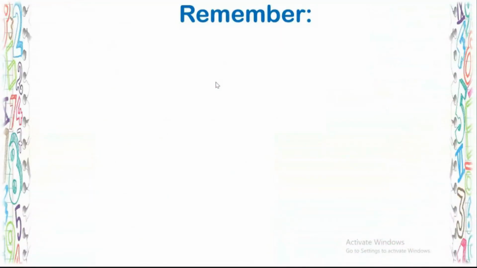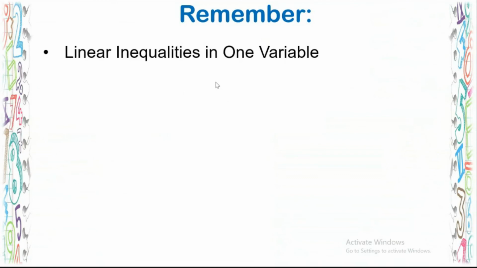But before we end this video, always remember that when we say linear inequalities in one variable, it's a 1 degree inequality in the form ax plus b is greater than 0, where a and b are both real numbers and a should not be equal to 0, because we must have one variable in the inequality. And you can use any of the four inequality symbols: greater than, less than, greater than or equal to, and less than or equal to.